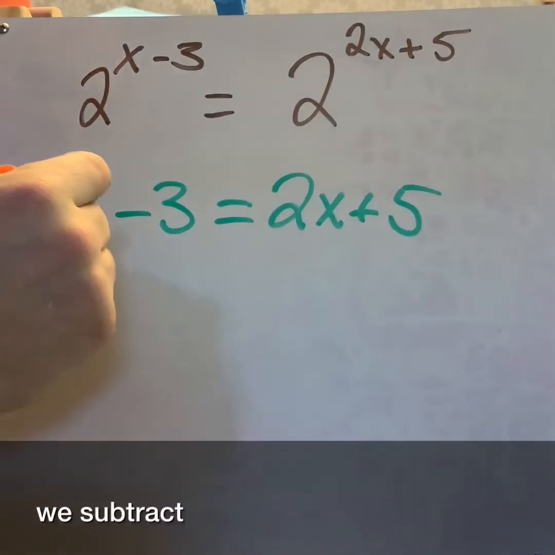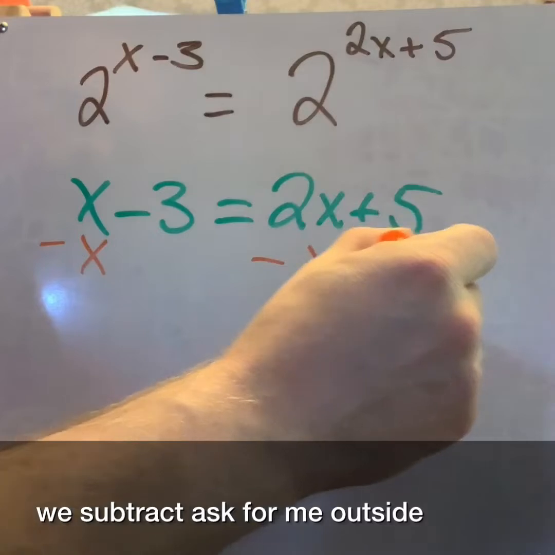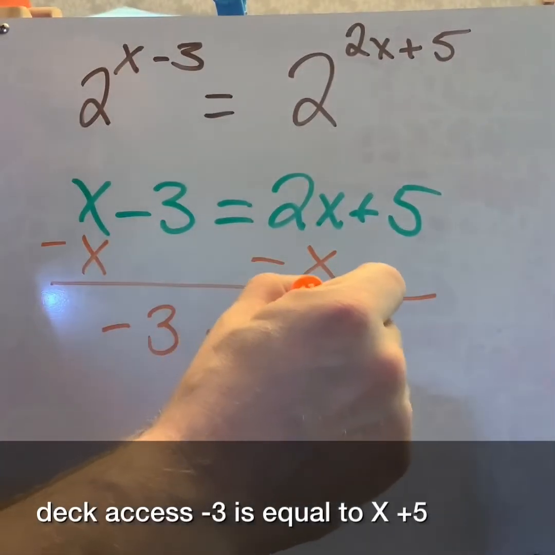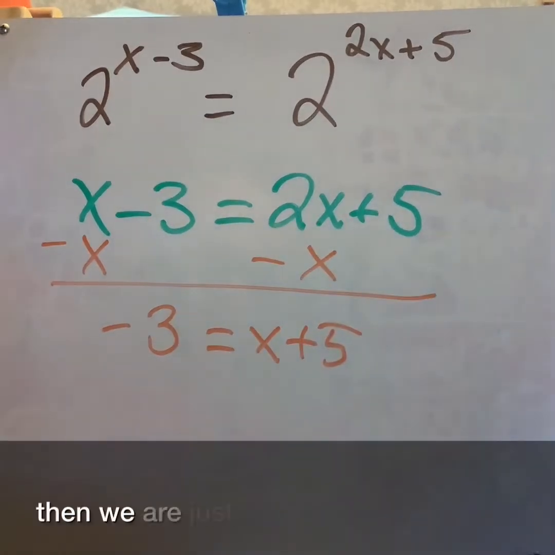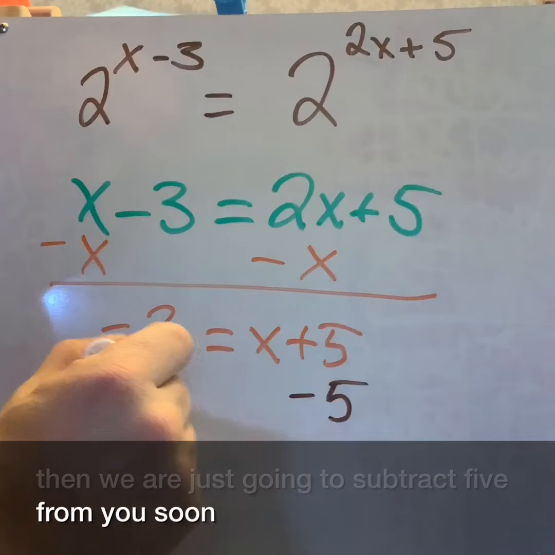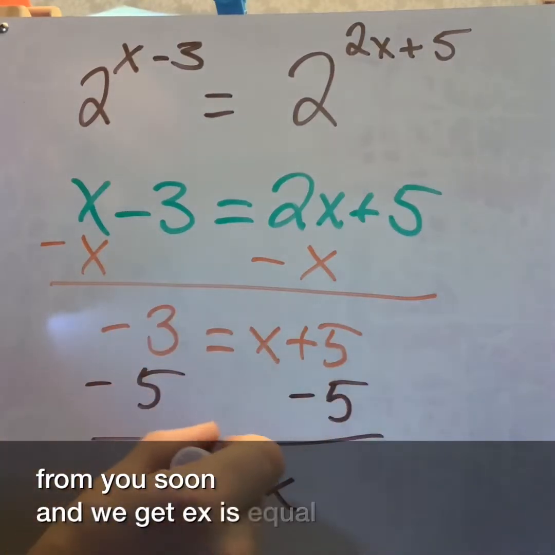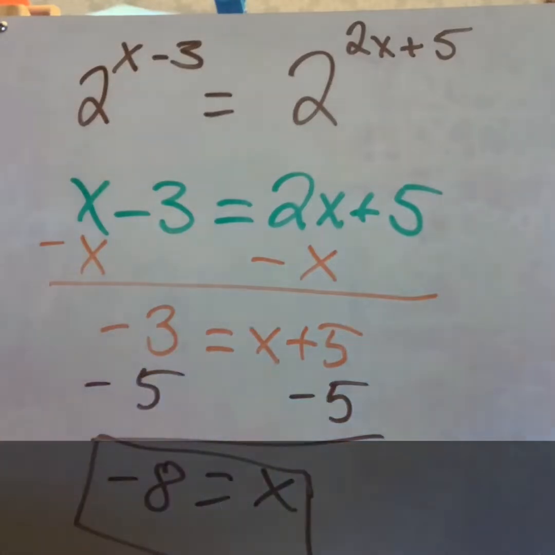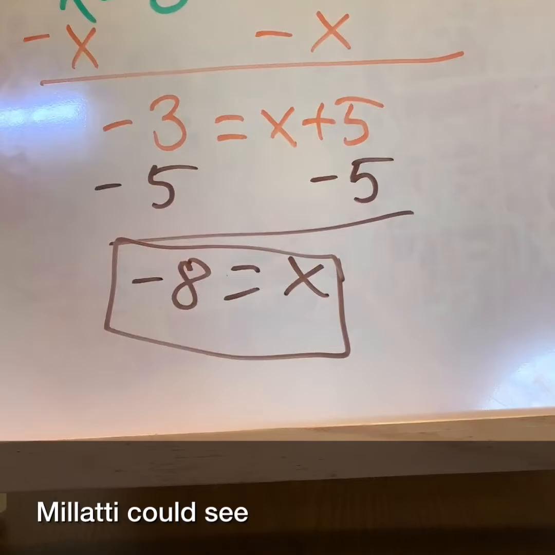First, we subtract x from each side. That gets us negative 3 is equal to x plus 5. Then we are just going to subtract 5 from each side. And we get x is equal to negative 8. Let me scroll down so you can see. And there we go.